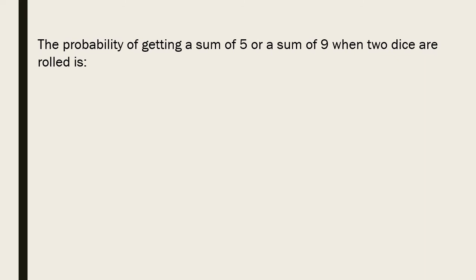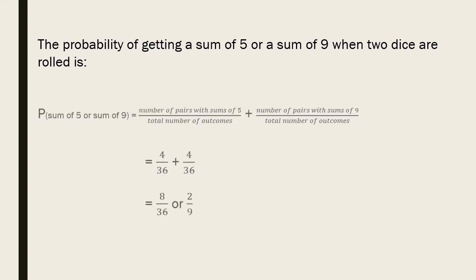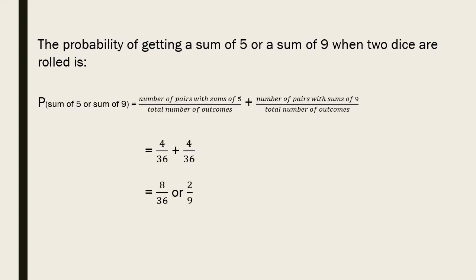So, the probability of getting a sum of 5 or a sum of 9 when 2 dice are rolled, ito yung sa ating kasunod na sagot dun sa ating problem, letter F. So, probability of sum 5 or sum of 9. So, i-add lang natin yung dalawang probability natin, 4 over 36, doon sa ating probability of sum of 5, at 4 over 36 probability of sum of 9. So, that is equal to 8 over 36, or when you reduce that to the lowest term, that is equal to 2 over 9.